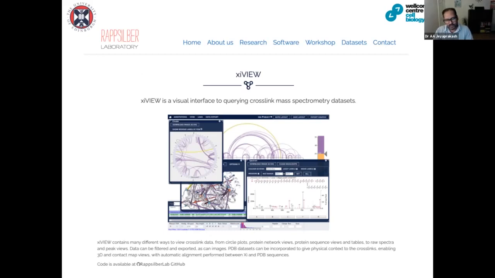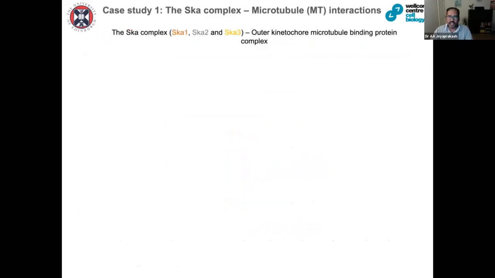With this introduction to cross-linking mass spectrometry, in the remaining time, I'm going to give you two examples to demonstrate how we combine cross-linking mass spectrometry data together with crystallographic data and biochemistry to address important biological questions. The first example is the interaction mapping of the SCAR complex with microtubules.